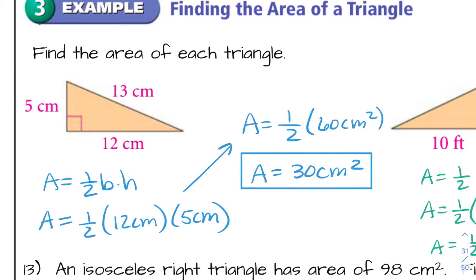So 1/2 of 60 centimeters squared. 12 times 5 is 60. So half of 60 is 30 centimeters squared.